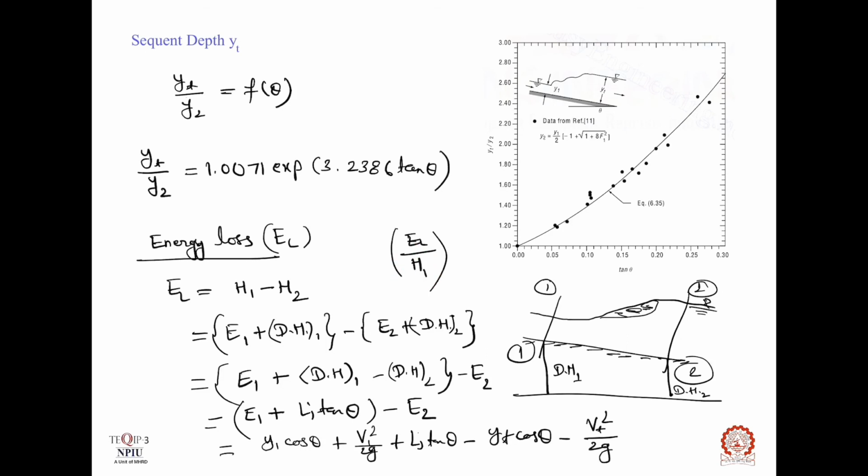So in this video we covered hydraulic jump occurring in horizontal non-rectangular channel and hydraulic jump occurring on sloping floor. In the next video we will move to the next topic of rapidly varied flow. Thank you.